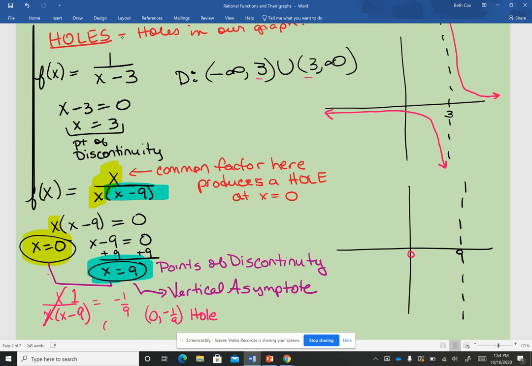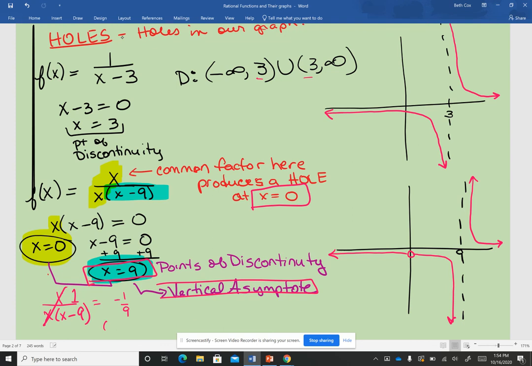And so when I graph it, it's going to look very much like the other one, except it's going to have a hole at (0, -1/9). It's a lot like the other one, but it's got a hole. So I've got a vertical asymptote at 9, and I have a hole at x equals 0. It doesn't ask you for the points. That's usually not done, but I wanted to show you how I got that point, even though we rarely have to know that information.